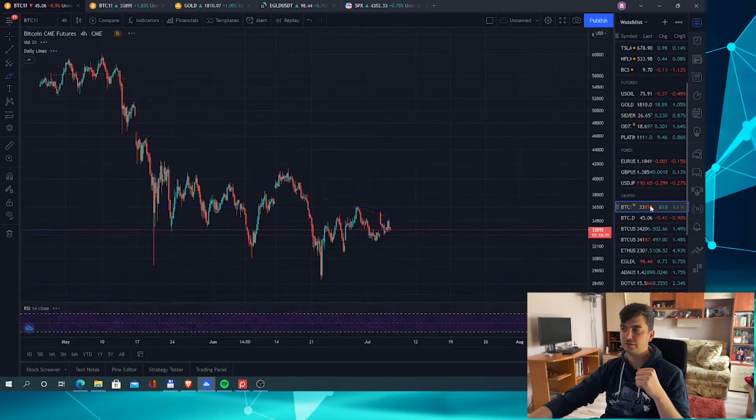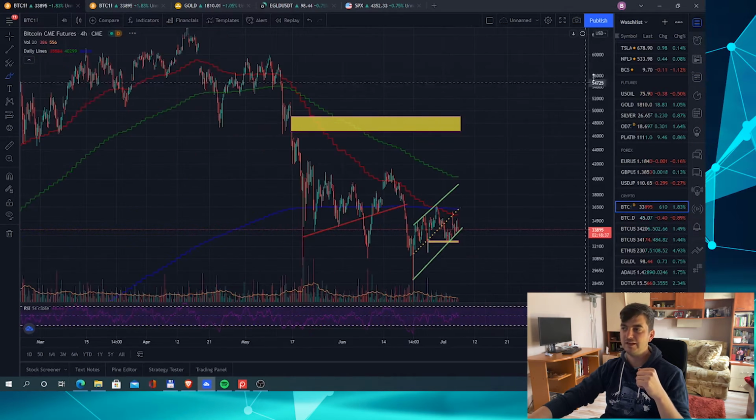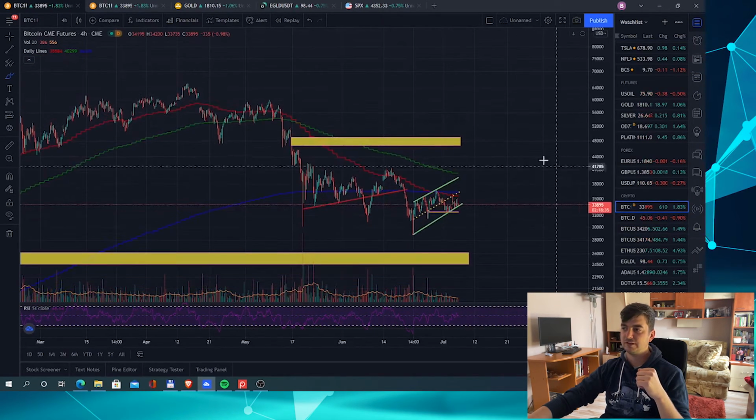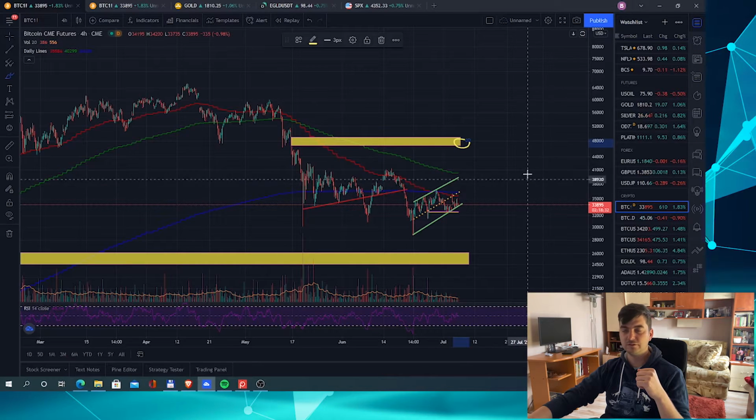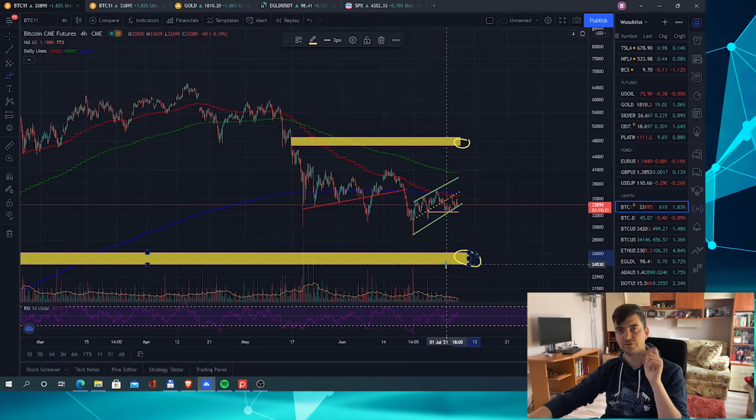Because if we go to the Bitcoin CME chart, we can see that we have one CME gap at 47,000, 48,000, and we have another CME gap at around 24,000. And if you would go to the 24,500, which is the symmetrical triangle's price target, we would close the gap. The gap is this yellow rectangle.